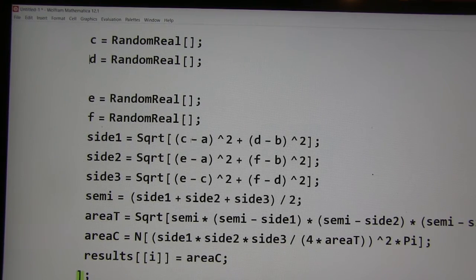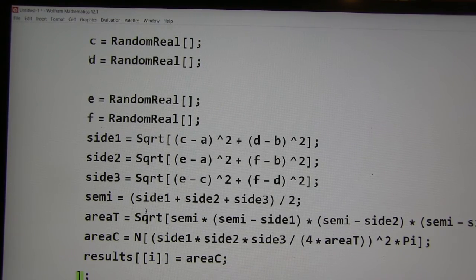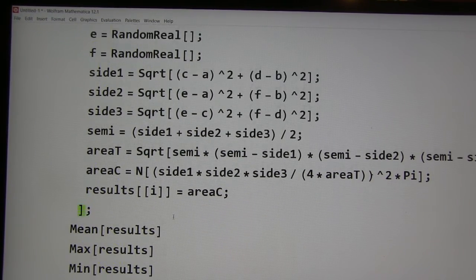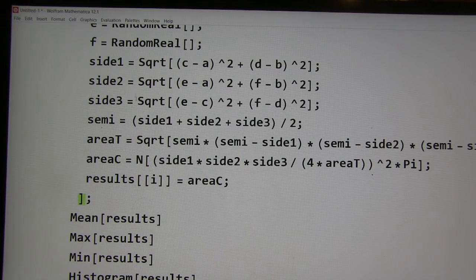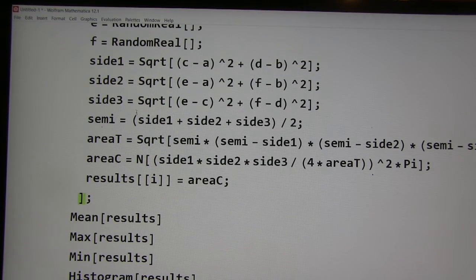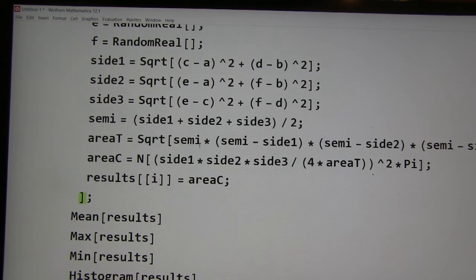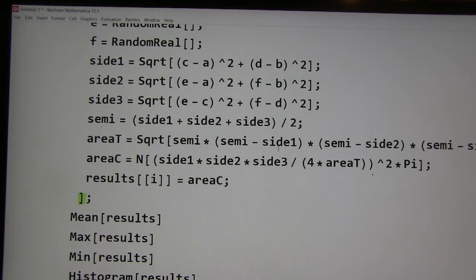Alright, the semi-perimeter is side 1 plus side 2 plus side 3 divided by 2. Yep. The area of the triangle, using Heron's formula, is the square root of semi-perimeter times semi-perimeter minus side 1 times semi minus side 2 times semi minus side 3. Yep. Then the radius of the circle is side 1 times side 2 times side 3 divided by 4 times the area of the triangle.